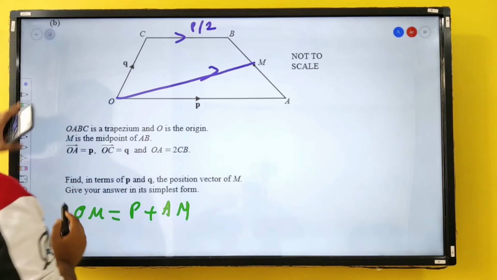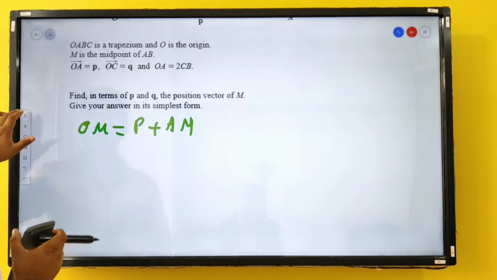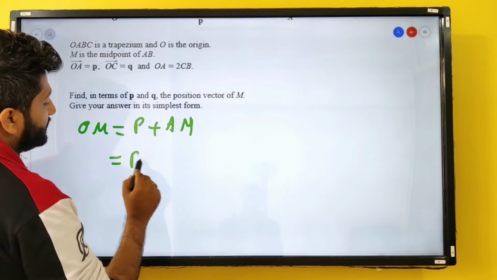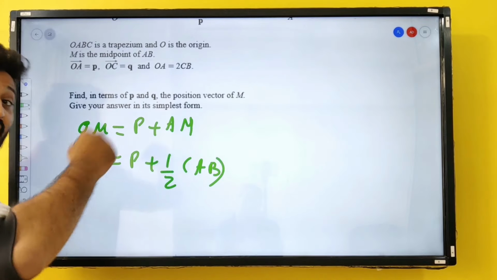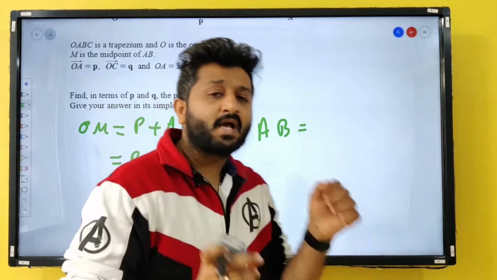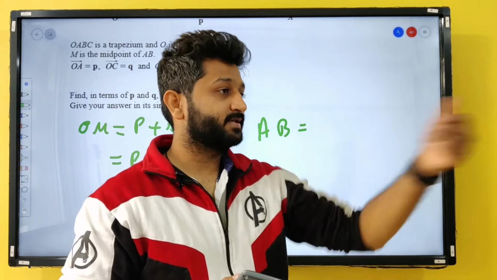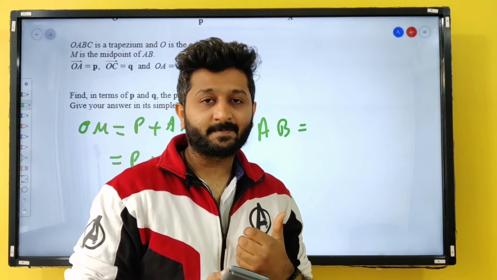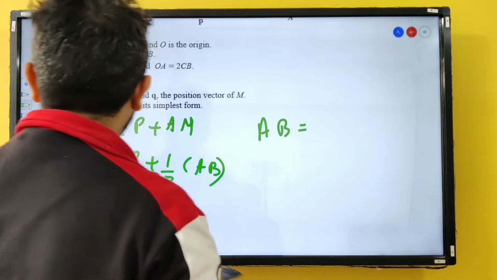Your AM is nothing but, I think, half of AB. Your AM is half of AB. So I'll rewrite this as P plus half of AB. Now you have to find your AB first. So your AB means you sit in a car, go from A and move towards B. The one who is coming in your opposite direction, you are going to take subtraction, and one in your same direction will be positive sign.